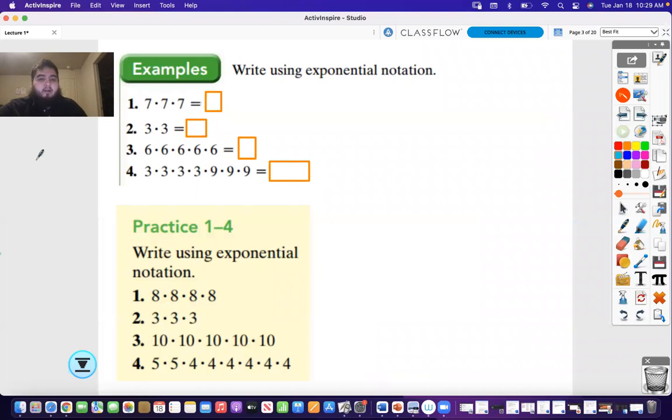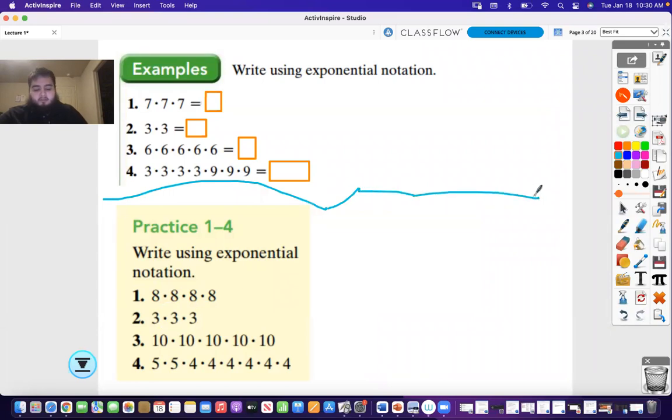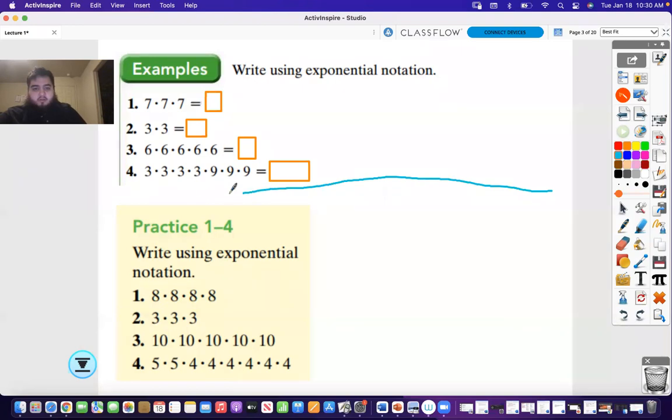Examples 1, 2, 3, 4. I'm only going to have you write up the top half. I'm going to give you 2 minutes to write down the first examples of today's lesson. Write the word examples, write the instructions, write using exponential notation, and then write numbers 1, 2, 3, 4 and write down these problems. After the timer runs out, I will begin working out the examples, class.